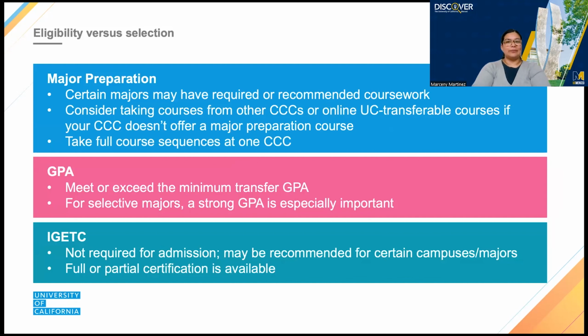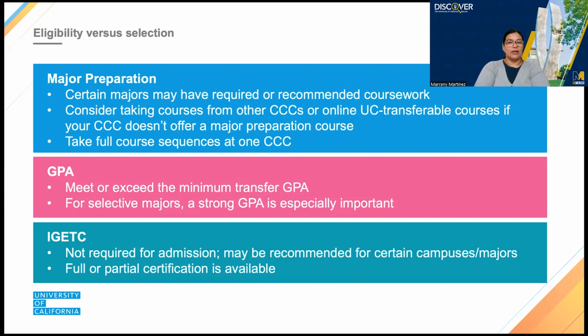All right. Meeting the minimum transfer requirements alone is generally not enough to be a competitive applicant for selection. Competitive students will not only have all required major preparation completed, but will also have as many recommended major preparation courses completed as possible. Major preparation coursework may be required by each campus for your intended major. Major preparation is important not only for admission, but to ensure that you are prepared for a successful transition into the major once at UC. You can view UC's transfer pathways for a roadmap to some of the most popular majors.